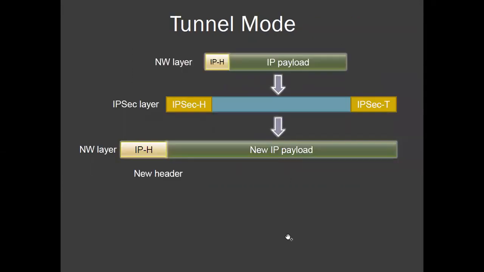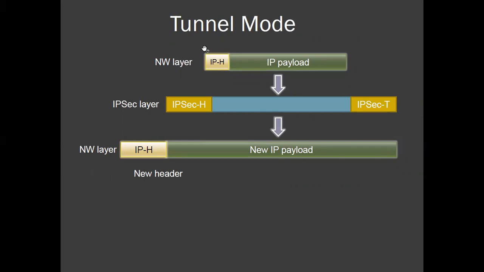The other mode of IPsec is tunnel mode. In tunnel mode, IPsec protects the entire IP packet. It takes the IP packet including the IP header, applies the IPsec security method to the entire packet, and then adds a new IP header.